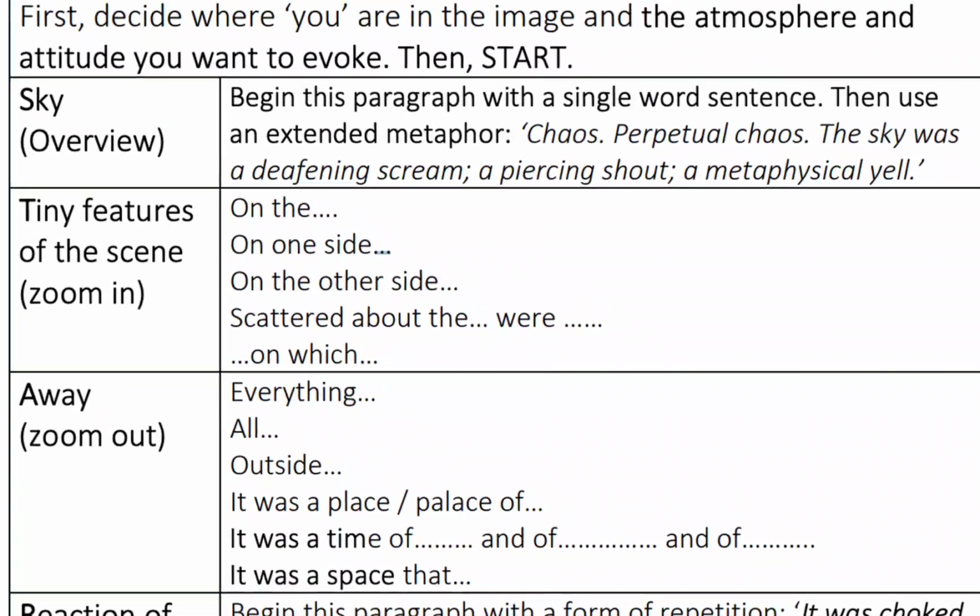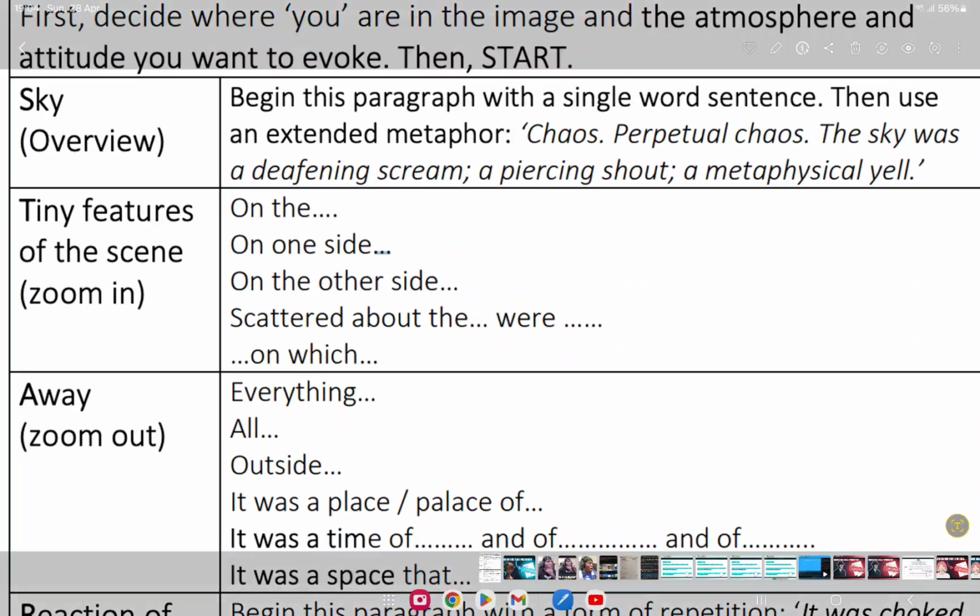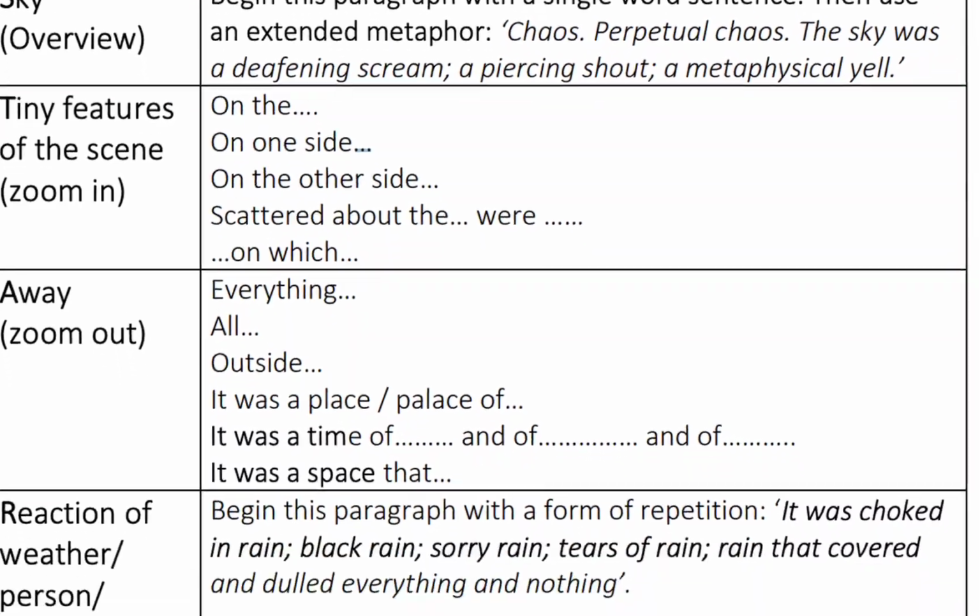Okay, A in START stands for away. So instead of zooming in, now you're zooming out. That shows the examiner you're shifting the focus from the inside to the outside. So you could start off with everything, or all, or outside. It was a time of ... And as you can see, the ellipsis here is essentially for you to fill in the gaps.